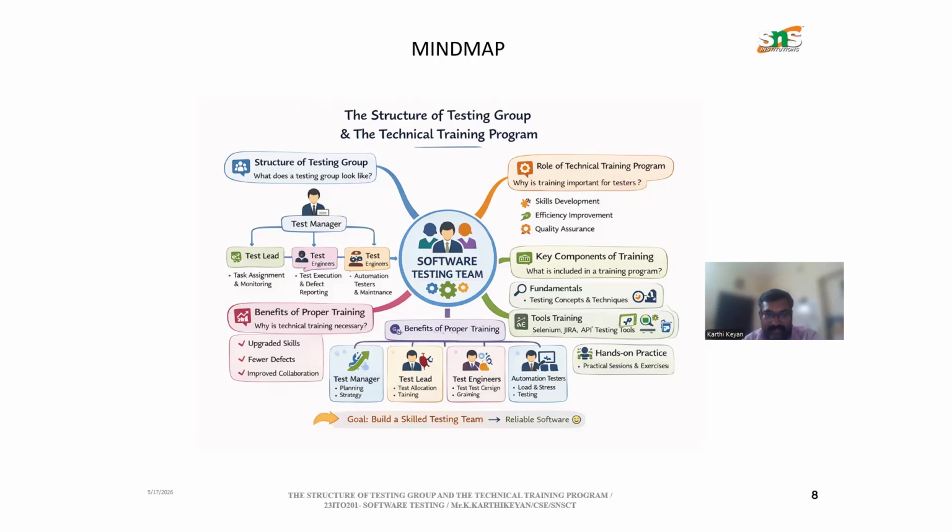I improved my collaboration. The benefits of proper training include planning and strategy, test allocation training, test case design and programming, and load and trust-based testing process. So these concepts are available, and we can implement them easily in software development. The goal is to build a skilled test team and produce reliable, good quality software at every level.